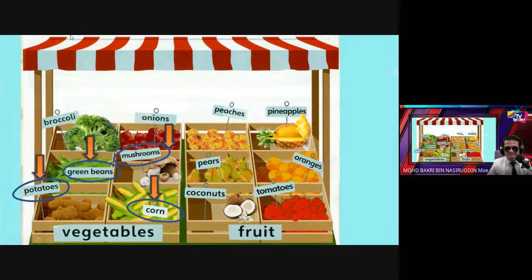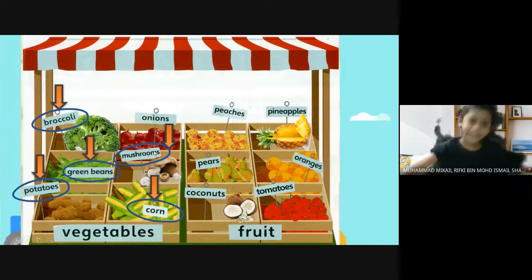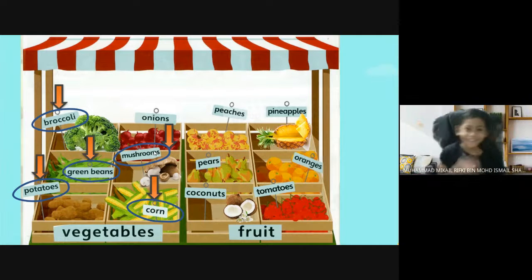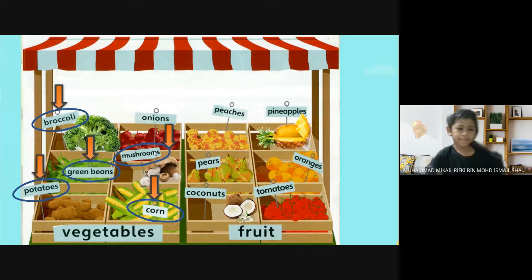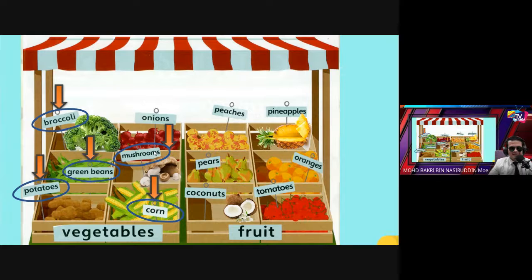Okay, now next one is broccoli. Broccoli is a little bit bitter. Okay, broccoli ni agak pahit sedikit. But it is nice. It is very nice. Okay. Broccoli. Okay, I will make it bigger.